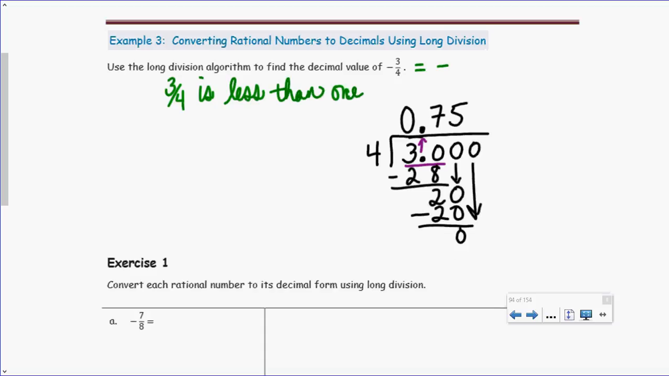I don't need to keep going because it's just 0.75. And then we know our answer is negative. So negative 0.75. Okay, some of you might be thinking, like, Mrs. Kamak, you told us how to think of 3/4. I already knew it was 0.75, or maybe you knew it from before.